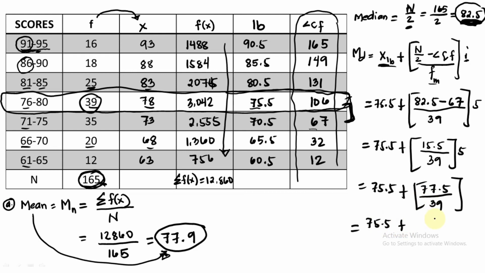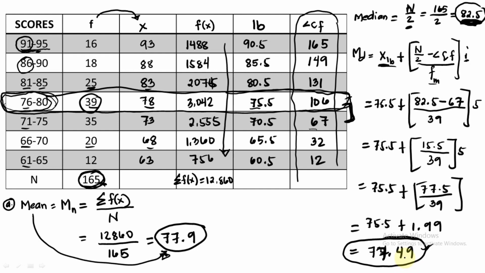75.5 plus 77.5 divided by 39, that is 1.99. Then i-add natin yan, the result is 77.49. So ito na yung final answer natin for the median. So ito yan yung median natin. So ang 77.49, makikita pa rin natin yan sa median class dito in between the class limit 76 to 80. So 77.49.